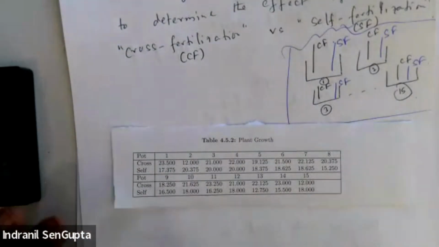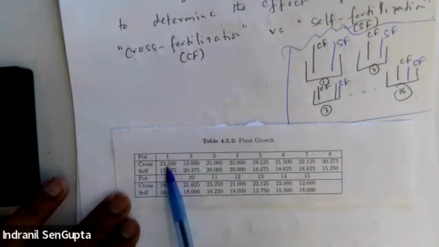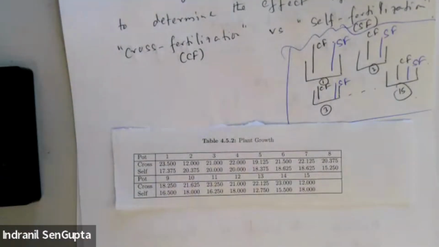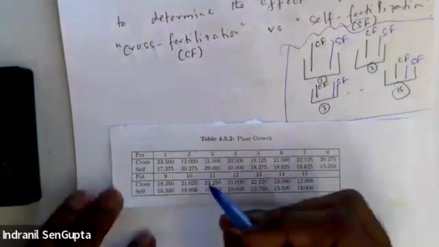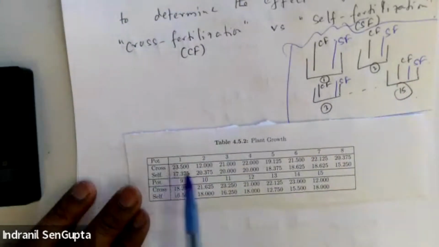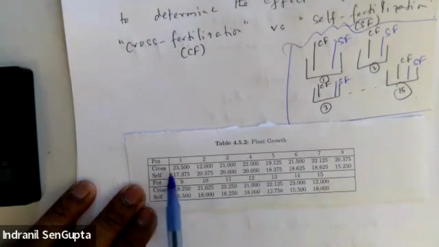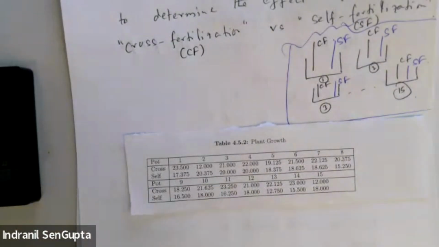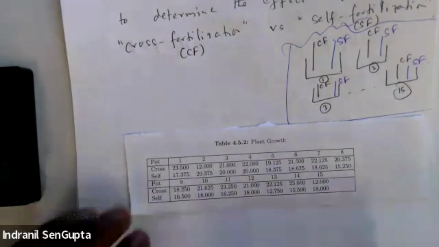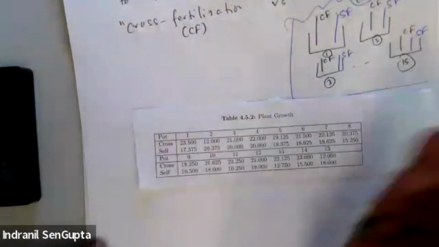For the cross-fertilized plants, the first one is 23.5. I believe they're in some units. Let me check the unit. Okay, I believe they're in centimeters. These are the cross-fertilized plant heights, 1, 2, all the way up to 15, and these are the self-fertilized plant heights. Let me follow up with this example.